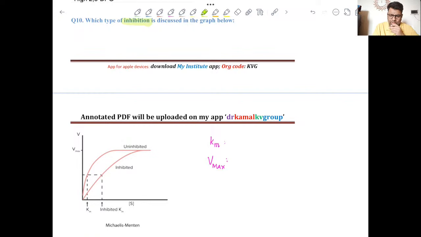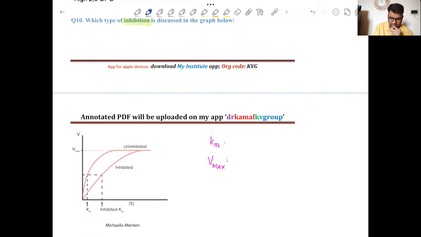Now let me show you the Vmax first. Very good, Chaitanya, very good. But let me explain how we can reach the answer. You might just memorize, oh, this is competitive, but I think it's my duty to explain the thing so that you should know why we are getting that answer.